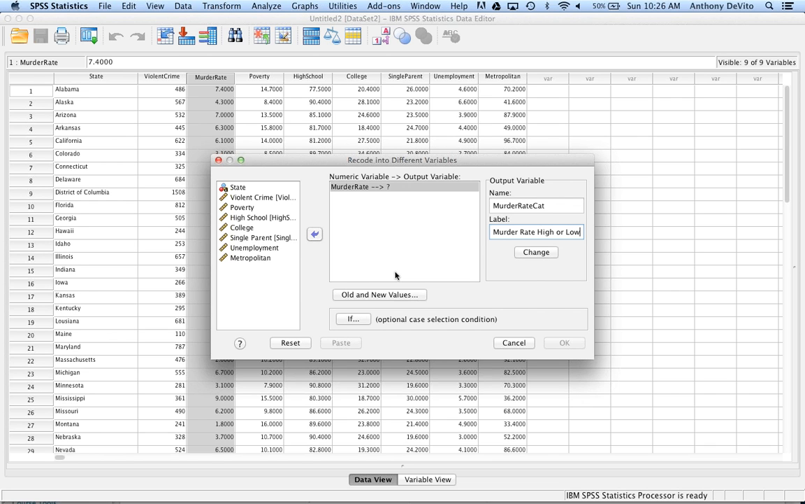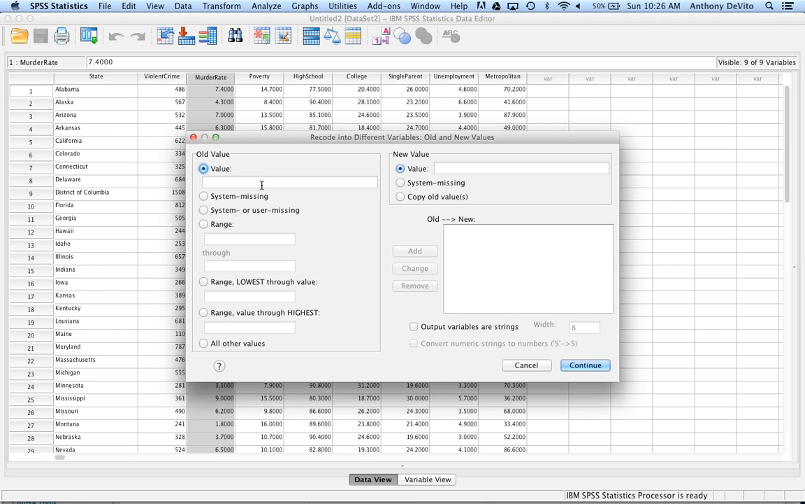Okay, here's the old variable. For the old variable, I'm going to put in a range of 0 through 5.9 murder rate, I think what the average was. If it's 0 through 5.9, which is a low murder rate, I'm going to call the new value 2.